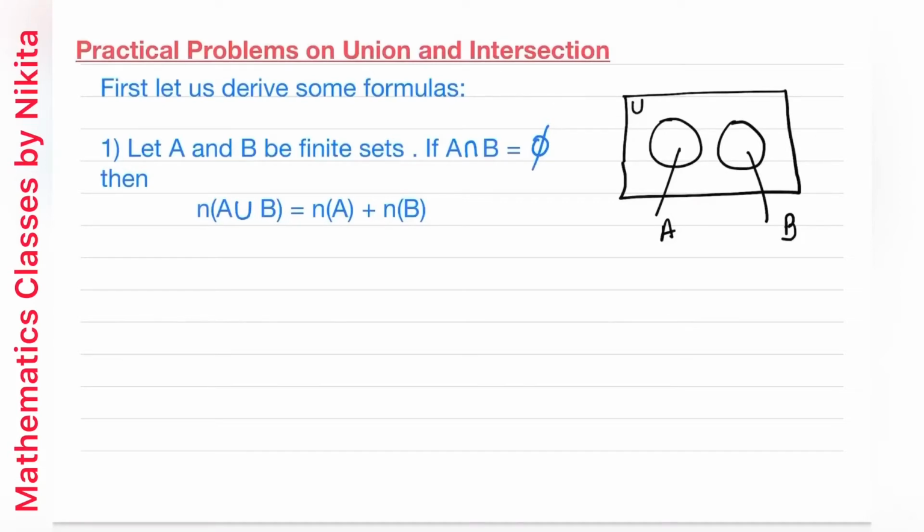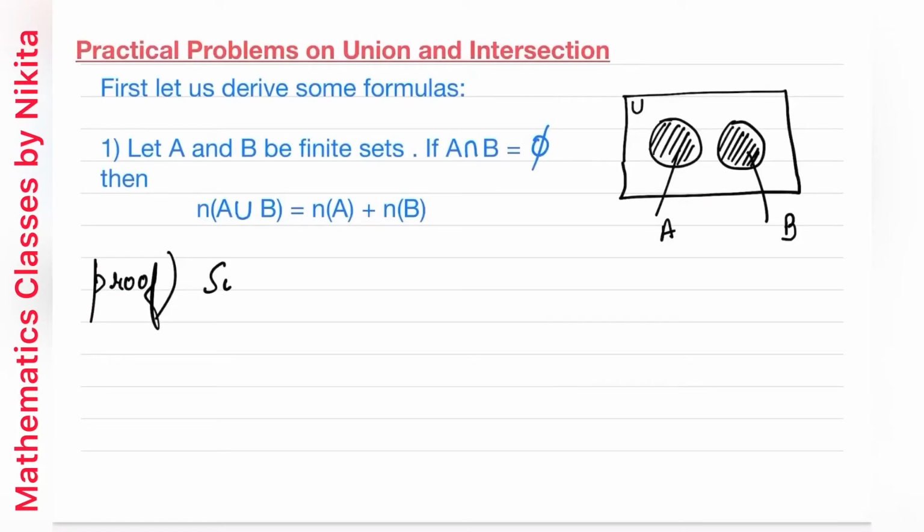Now what is the union? Union is the whole of A together with all the elements of B. If I want to count the number of elements in the union, then obviously it is the number of elements in A plus the number of elements in B, because nothing is common. Are you getting it? If something were common, then I would have to derive the formula in a different manner. So first let us see how to derive this. Let's see the proof now.